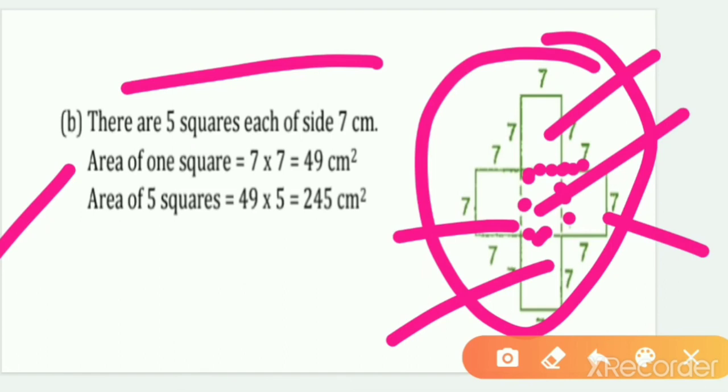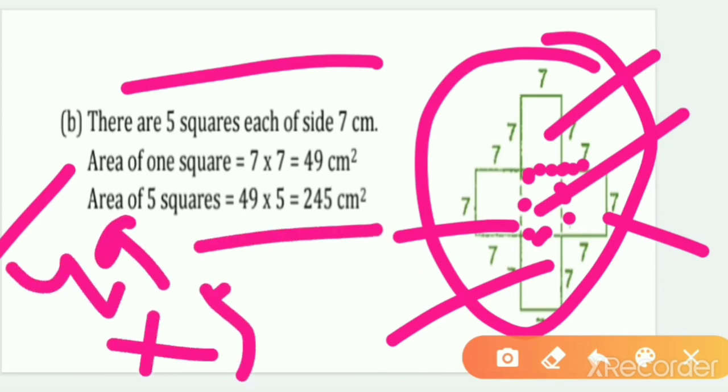Now we have to find the area for 5 squares. For one square we have 49 as the area. So for 5 squares, how much? 49 is getting multiplied with 5. So it will be 245.